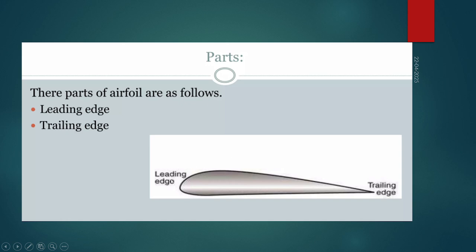So the leading edge is the front part of the airfoil, which comes in contact with the air first. Trailing edge, trail, or just as an example, I'm saying tail. Tail will be at the back side. So tail edge means trailing edge. It will be at the back side of this airfoil.